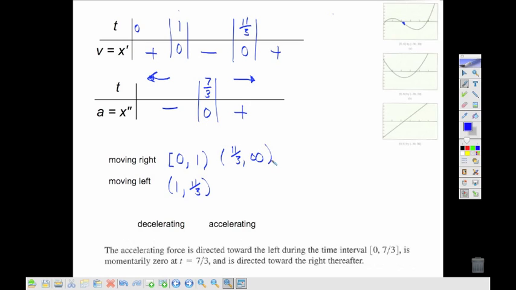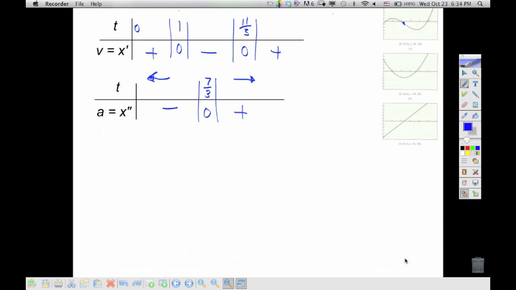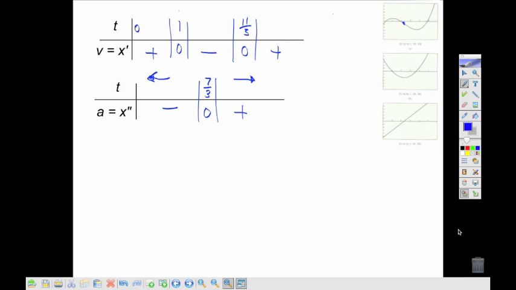Now our acceleration, we can think of this as the direction we're going, so we can say maybe that we're decelerating before 7 over 3 and accelerating after that, or they might say the accelerating force is directed toward the left on this time interval and towards the right everywhere after that time. Now another way to think about acceleration or deceleration might be with the terms speeding up and slowing down.